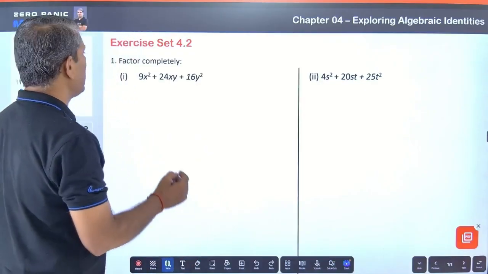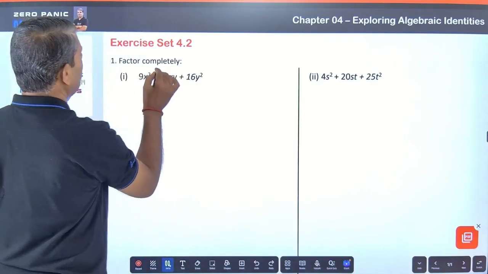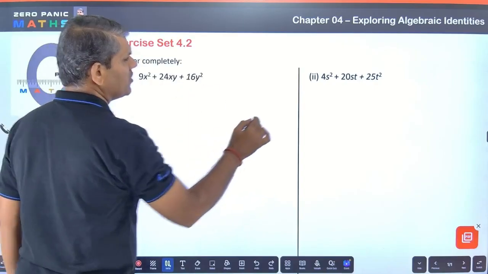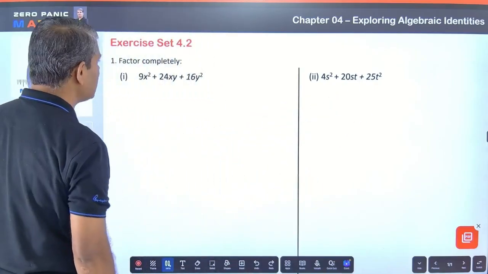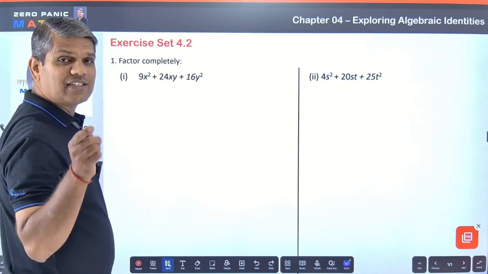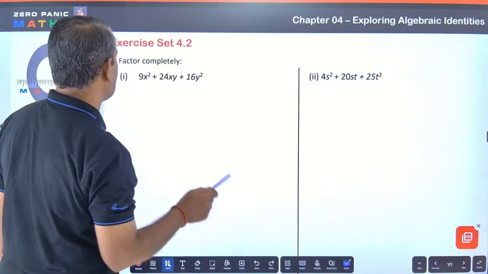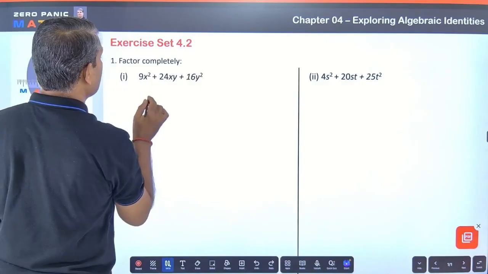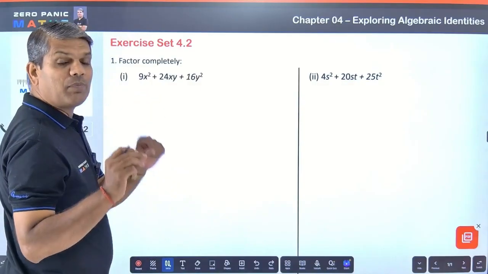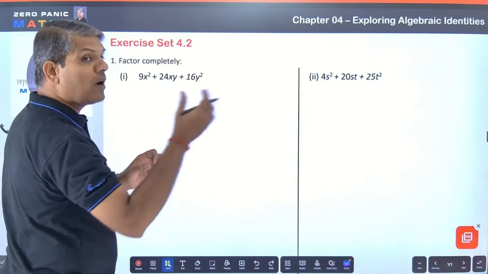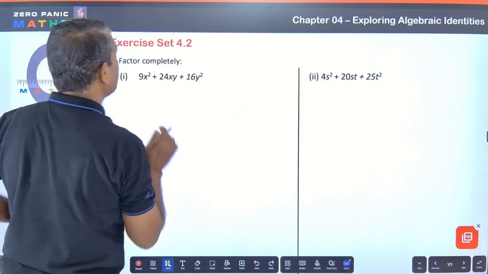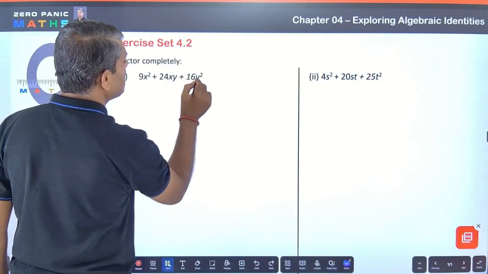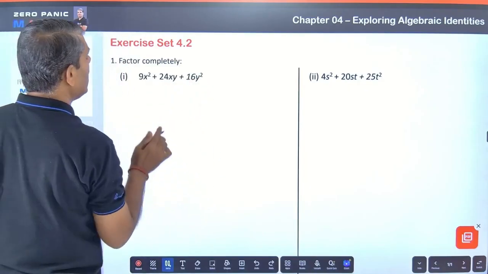Okay, now let us quickly start with the first problem. It is for factorizing the given algebraic expressions. We have to factorize this by using the identities that we have studied in the previous session. Now let me rewrite this algebraic expression in the form of a plus b whole square and the expanded version of that. 9x square plus 24xy plus 16y square is the actual expression given.